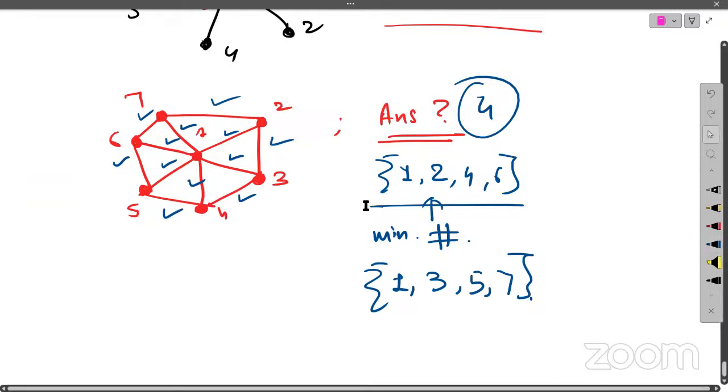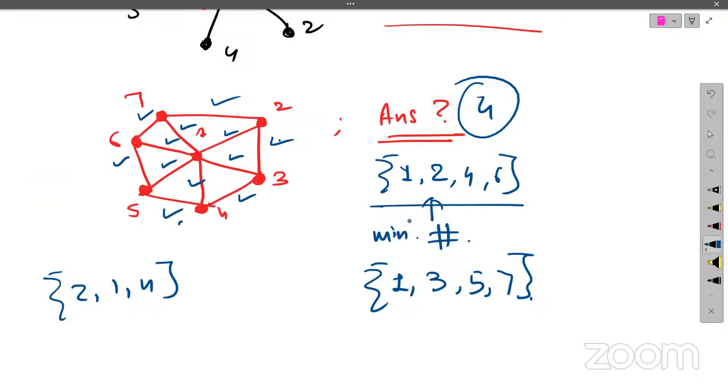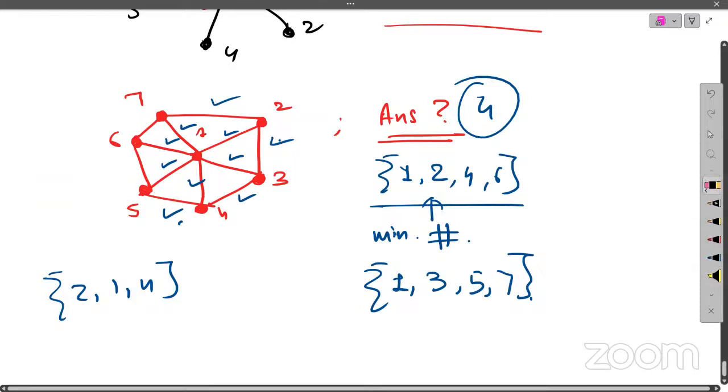Here, why we have taken 2, 1, 4, and 6 can also work. 2, 1, 4, okay, so let's try. If I take 2, 1, 4, then using 2, these 2 edges are covered. Using 4, these 2 edges are covered. But how will we cover these 2 edges? These 2 edges won't be covered.